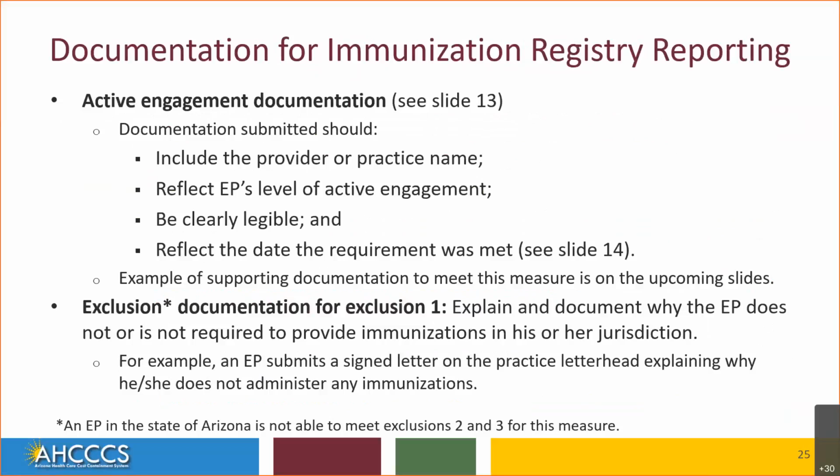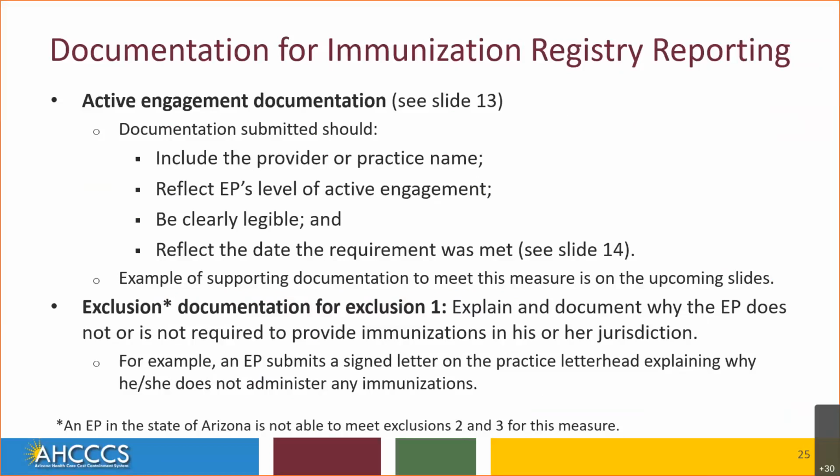Documentation for the immunization measure is for active engagement documentation. Please look back at slide 13, which just lists the 4 items, which are listed here as well. It should include the provider or practice name. It should reflect the EP's level of active engagement. It should be clearly legible, and it should reflect the date the requirement was met. And you can look at slide 14 for those date requirements.